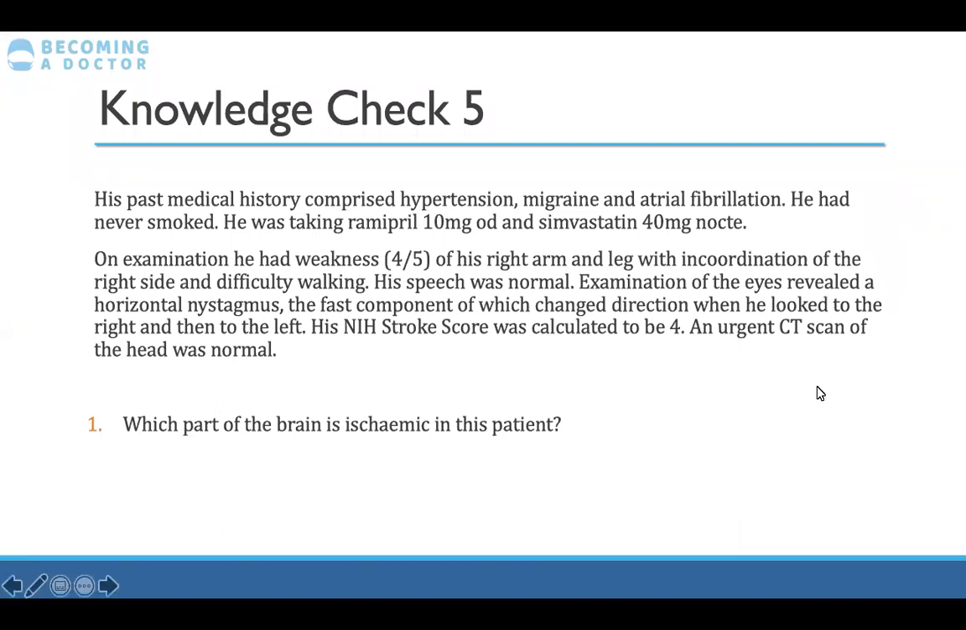Here, the CT doesn't show anything, but ischemic strokes and hemorrhagic strokes, mainly ischemic strokes, tend to mature with time. So you might need a second CT to show you exactly where the abnormality is. It unfortunately takes a bit of time for brain tissue to die, I guess, and therefore show up on CT heads. So yeah.